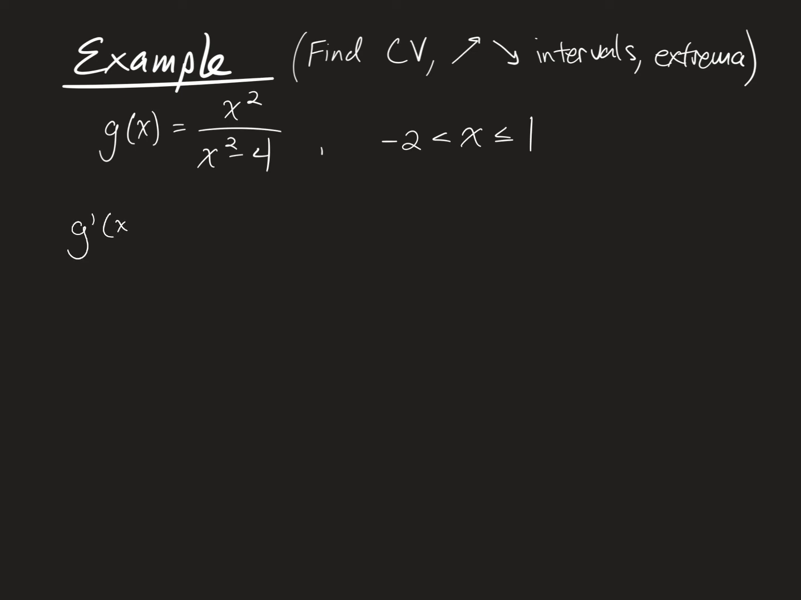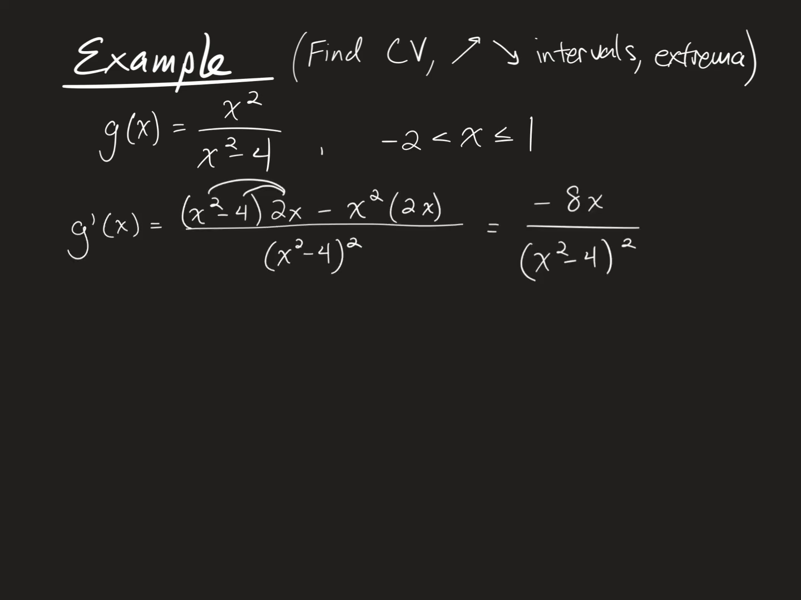So g prime of x will equal the denominator times the derivative of the numerator minus the numerator times the derivative of the denominator all over the denominator squared. Cleaning up the top, you'll get negative 8x. In the denominator will remain the same. So we can do the same thing we did in the last example. Since we have a fraction, we can set the top equal to 0 to give us a critical value of x equaling 0. And right off the bat, I'm excited by this because that critical value is in the interval we're looking at.